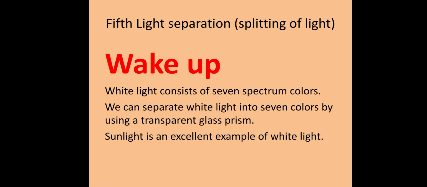Now wake up and let's move to the final property and the final point in our lesson today, which is light separation, splitting of light. White light consists of 7 spectrum colors. We can separate white light into 7 colors by using a transparent glass prism. Sunlight is an excellent example of white light.